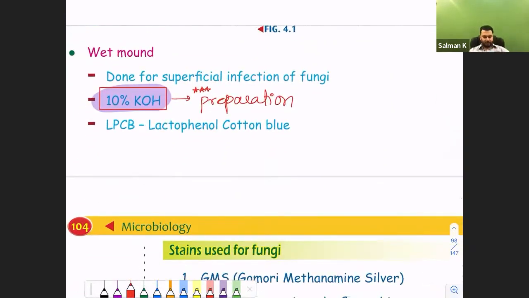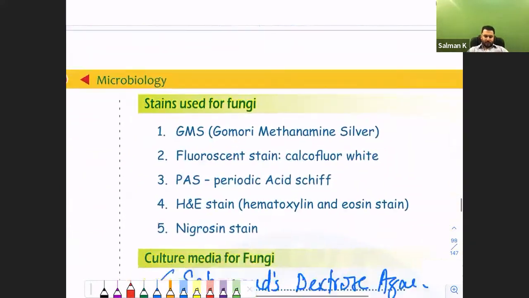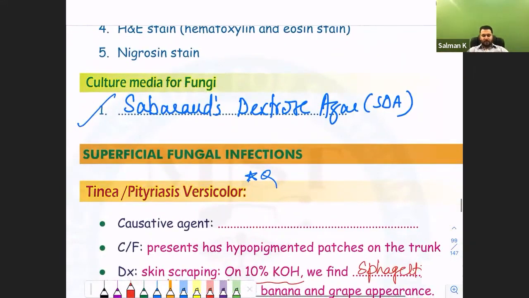Next, guys, this word is very, very important: 10% KOH, 10% potassium hydroxide. This is what you should know. This is the one that we use to prepare the slides for the fungi. 10% KOH is very, very important for making the wet mounts. Next, the only culture media: Sabouraud's dextrose agar.